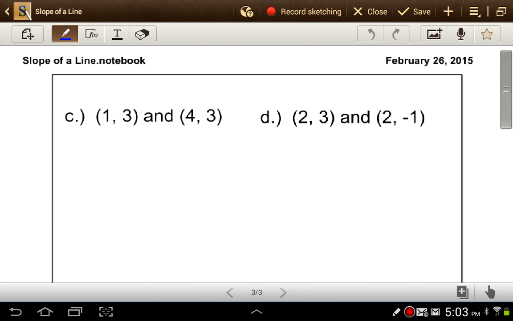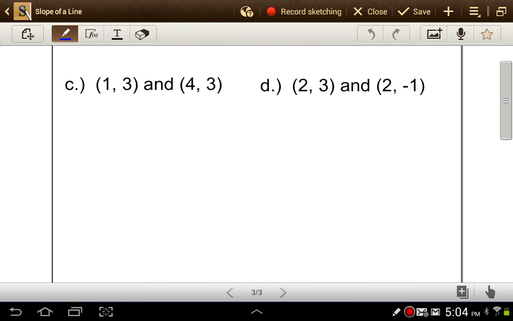Okay, in the last slide, got 2 more examples here. Okay, in the first one, I'm going to do 3 minus 3. Oh, which 3 did I use? It doesn't matter. I'm going to say I did this one first, because then I'm going to do 4 minus 1 in the bottom. That's going to give me 0 over 3. Well, 0 divided by 3 is 0, so this has a slope of 0.